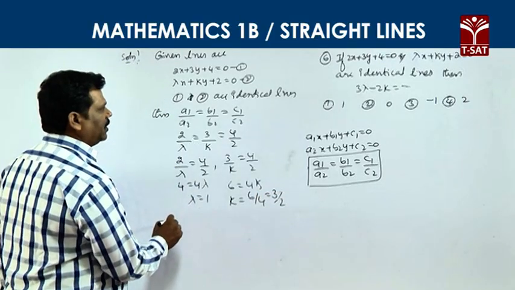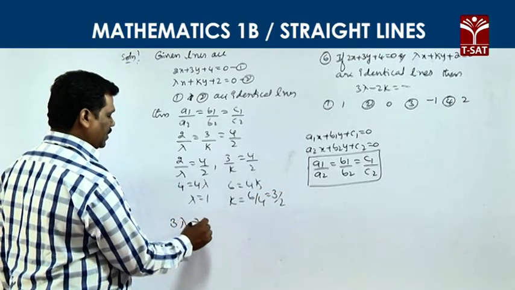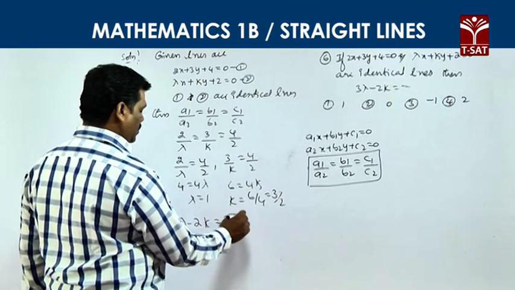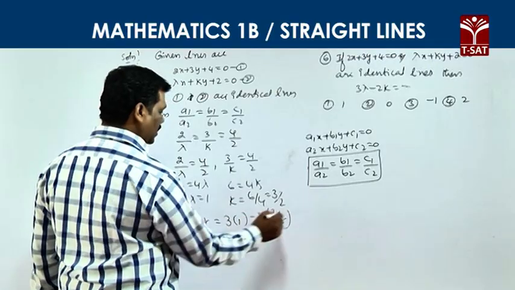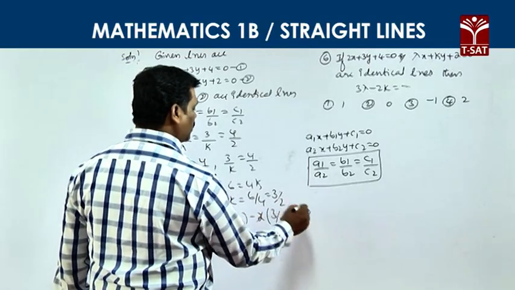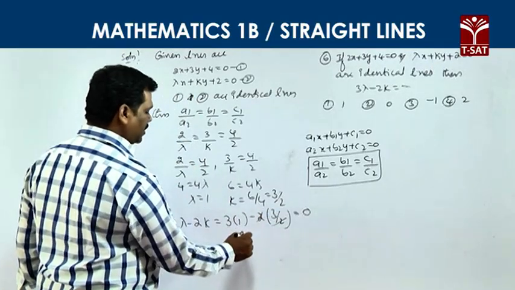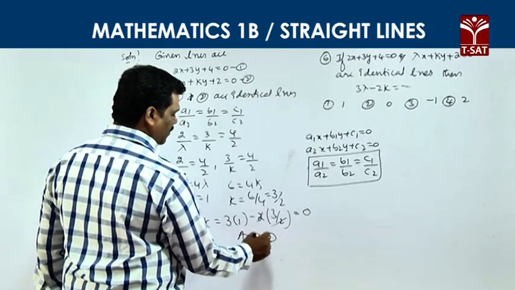Now we have to find 3 lambda minus 2k. So here 3 into 1 minus 2 into 3 by 2. The 2 cancels. Equal to 3 minus 3, which is 0. Answer is the second one.